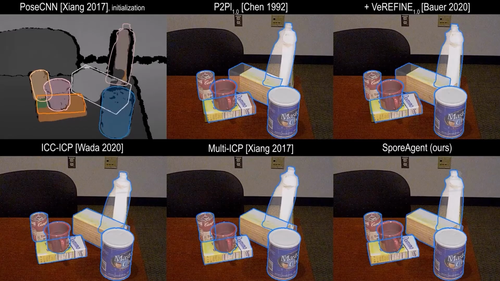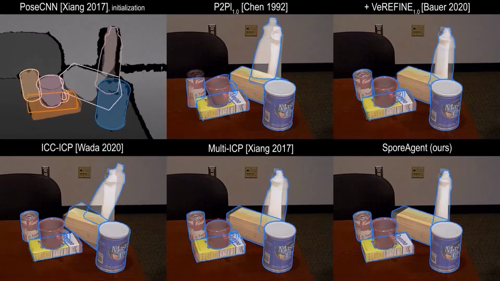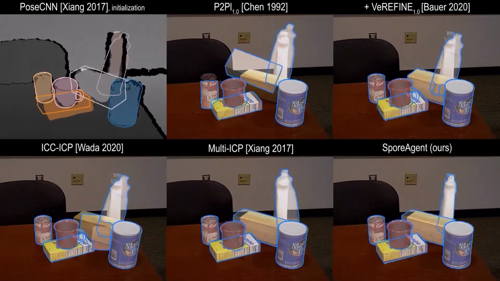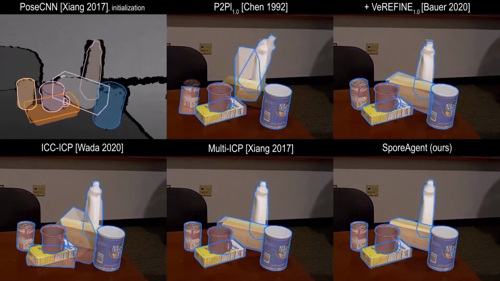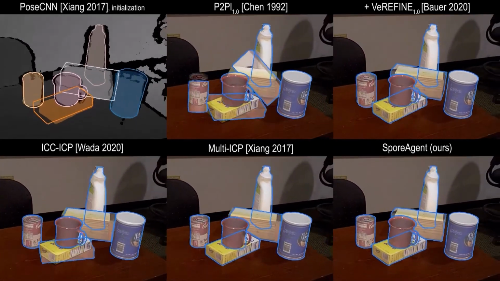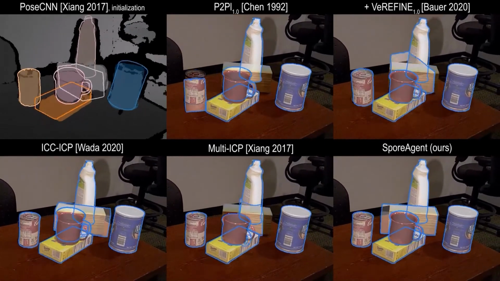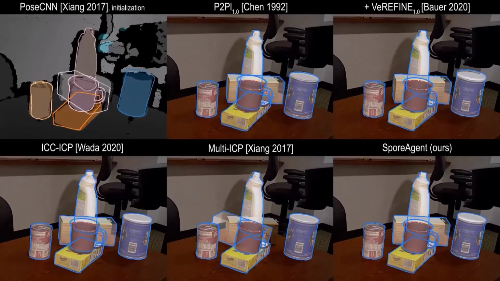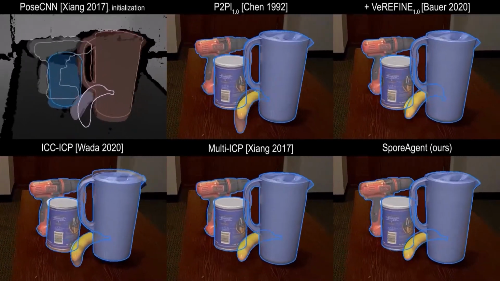For our experiments, we crop the observed point clouds according to the segmentation masks predicted by PoseCNN and use its pose estimates as initialization. We compare our depth-based refinement approach to a vanilla point-to-plane ICP implementation, point-to-plane ICP combined with the simulation-based verifying approach, the iterative collision check with ICP, and the multi-hypothesis ICP variant proposed with PoseCNN.